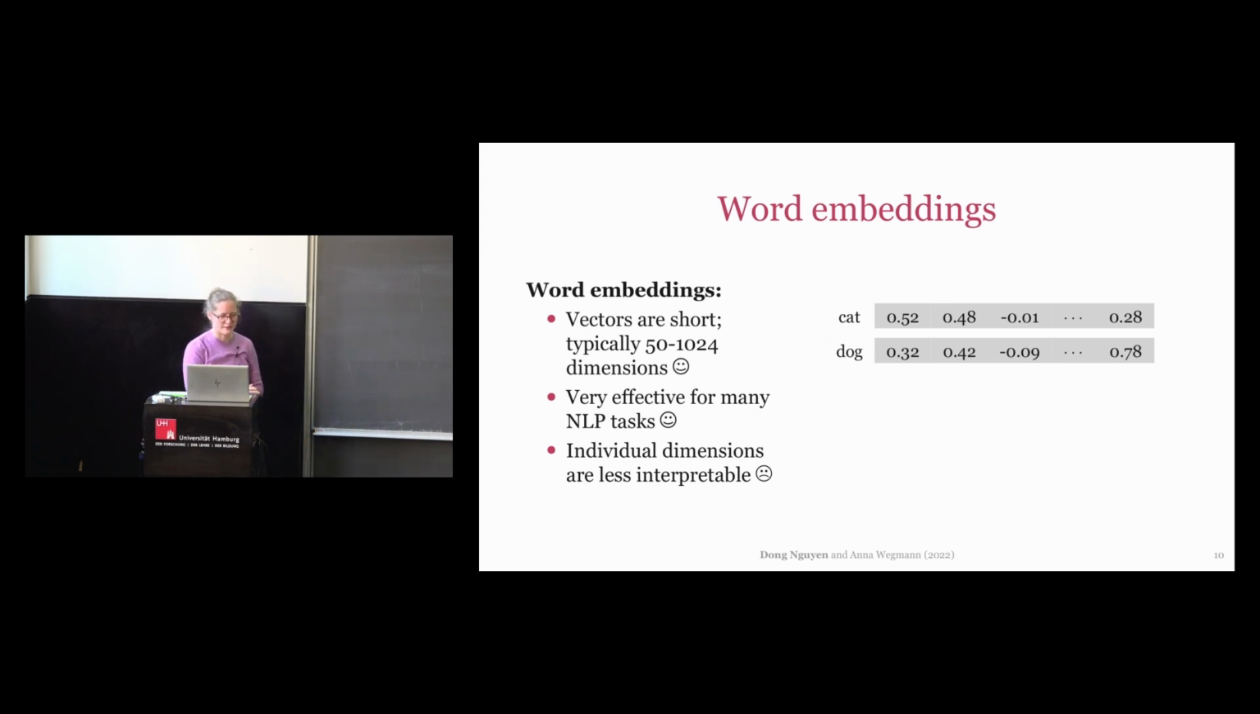So like I said, vectors are typically 50 to 1,000 dimensions. They turn out to be very, very effective for many natural language processing tasks. But one disadvantage is that the individual dimensions, right, what does the 0.52 mean in the first dimension? What does the 0.32 mean in the first dimension for dog? In comparison, it's not really clear. Okay, so those are the end product, basically. But, okay, now you know that word embeddings are vectors with a lot of dimensions. But how do we get those, and why are they meaningful?